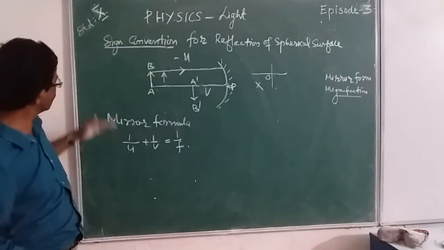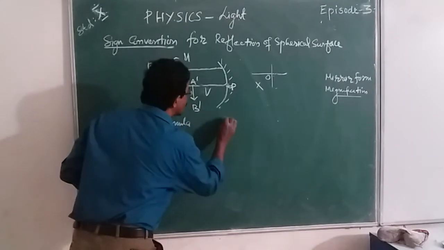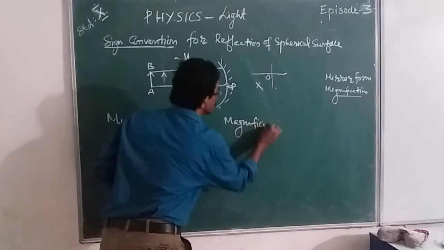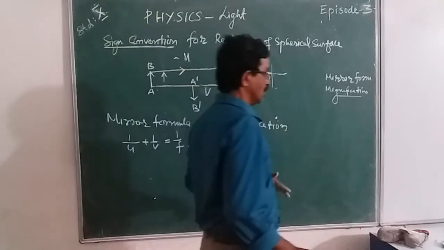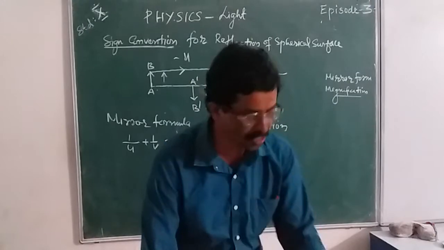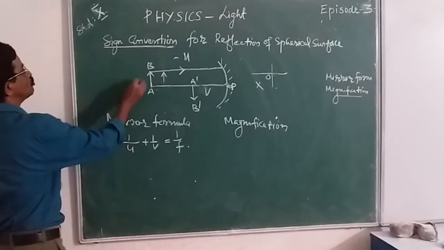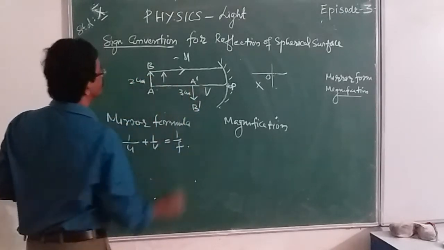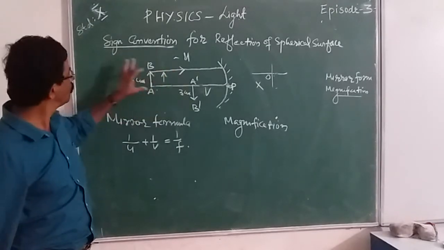Now, another term we want to know about is magnification. See, suppose this object is 2 cm and the image we got is 3 cm. Then the size of the image is larger than the object.